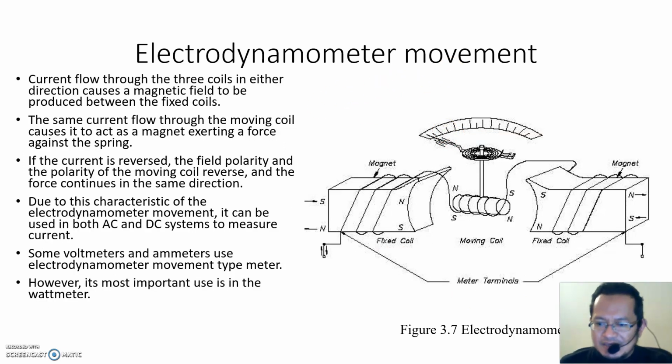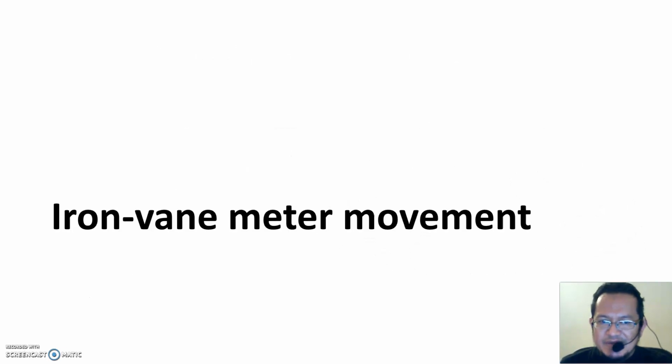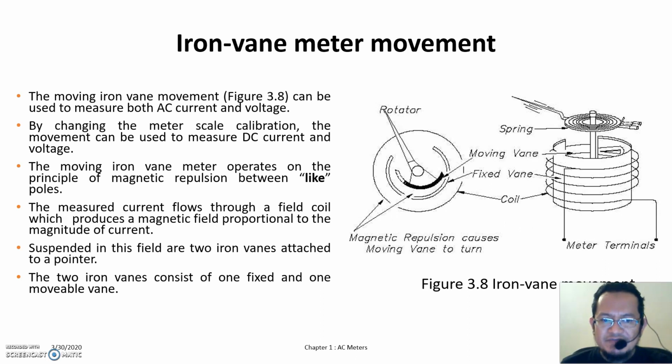I can explain this, but I think we can just skip this part. There's also another type of meter movement which is called iron vane movement. Vane movement is basically you have two vanes. A vane is like a slab of metal, and there is a coil wrapped around these two vanes. It can also measure AC voltage directly.